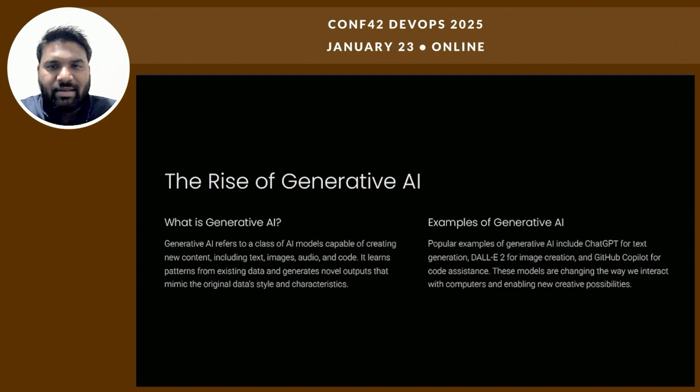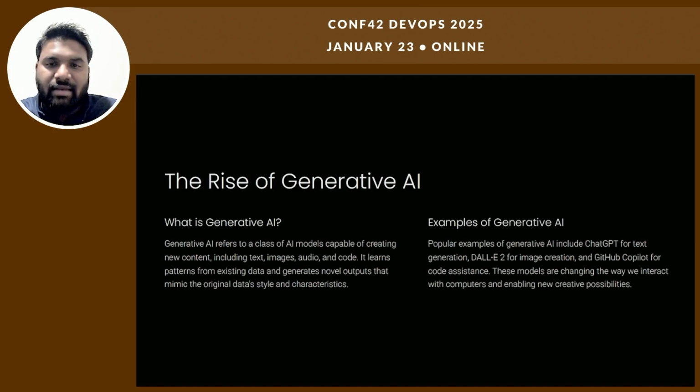So what is Gen AI? Gen AI refers to models like GPT and DALL-E that can create new outputs such as text, images, and even code by learning the patterns from existing data. To give real life examples, ChatGPT assists with natural language tasks, GitHub Copilot generates code, and DALL-E creates images. These tools are not just tools; they are enablers of great productivity and creativity in tech workflows.